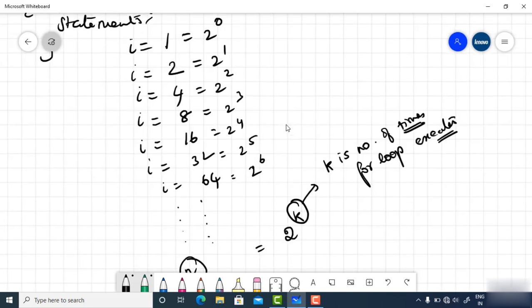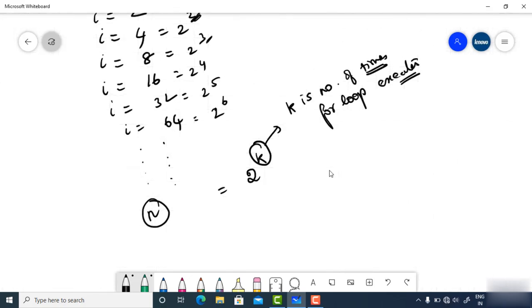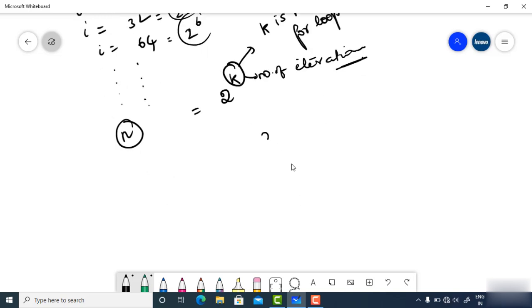Because you can see 0th time i is 1, first time i becomes 2, second iteration i becomes 4, third iteration i becomes 8, right? So k is nothing but the number of iterations, or number of times, both are correct, right? So it will always be in terms of 2 power k. So 2 power some value, that's the number of iterations. So at most n can go up to 2 power k only. That's the idea here. So 2 power k equals n. Here n is nothing but the input size.